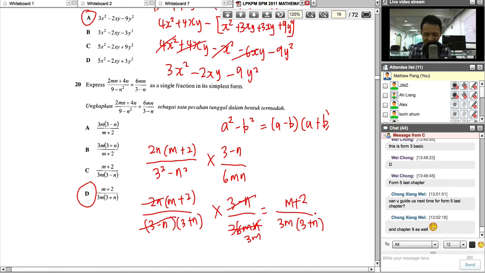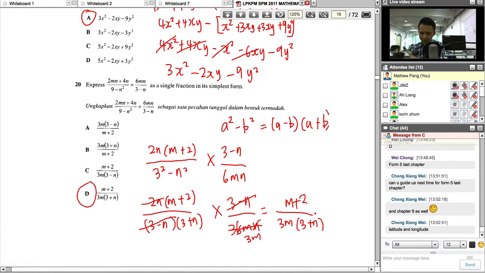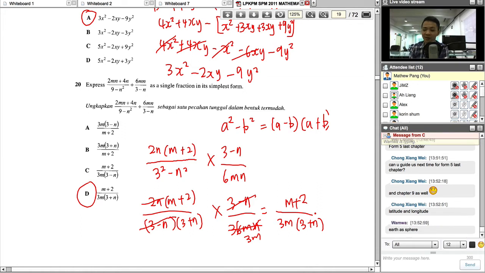Chapter 9. What is chapter 9 already? I think I forgot already. Yeah, you must understand what is latitude and longitude. It's simple. Oh, you mean Form 5 last chapter? I thought Form 5 last chapter is Earth. Form 5 last chapter is draw the plan one, isn't it?